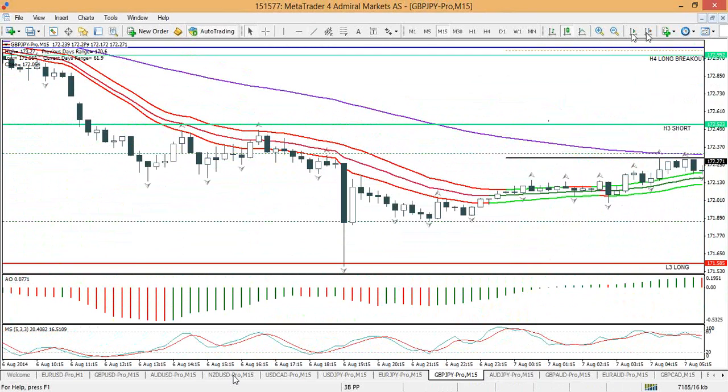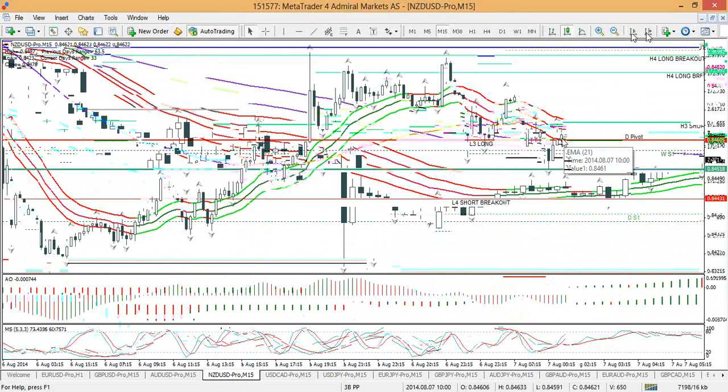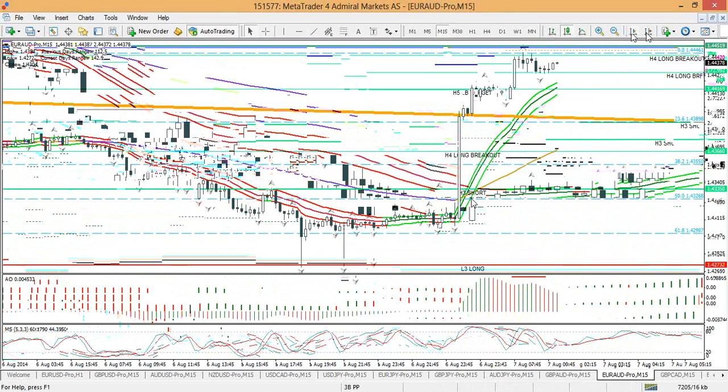Now let me take a look at the euro odd. In the meantime, Kiwi, another 50-minute candle closed, and nothing special there. Still at the daily pivot. Euro odd yesterday, not as great as the pound yen.